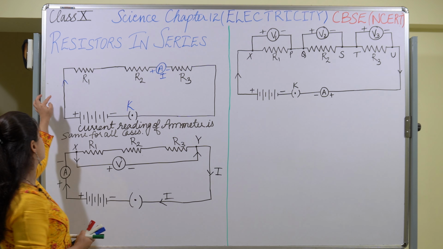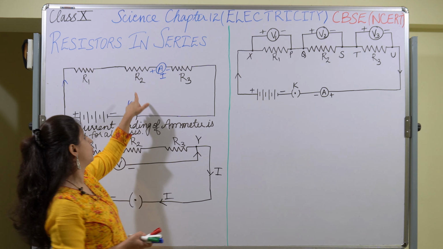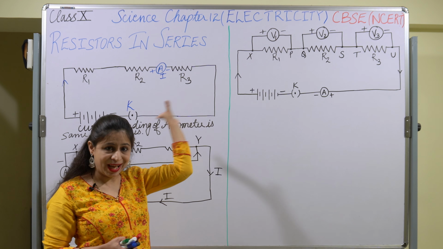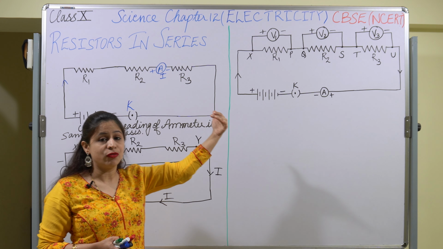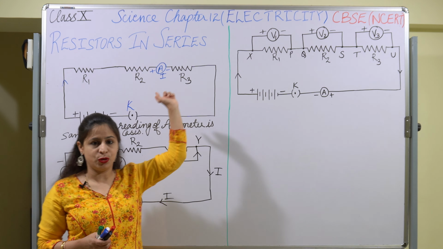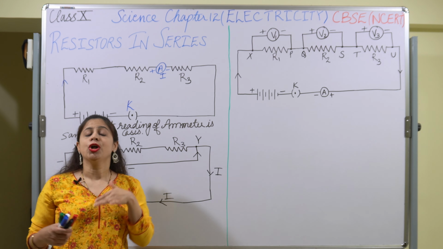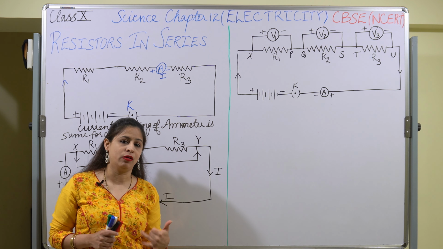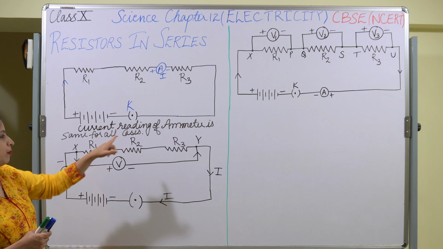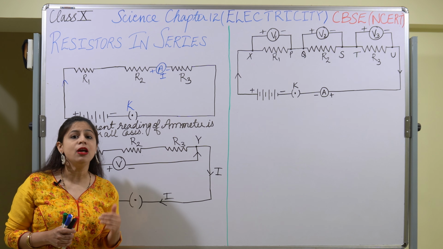Whether you put your ammeter here, or between R1 and R2, or between R2 and R3. If there are n number of resistors, R4, R5, R6, R7, you can put the ammeter between R3 and R4, and then check again between R4 and R5. You will get all the readings same. The readings are same in all the cases, so the current reading of ammeter is same for all the cases. This is one conclusion which we are getting over here.